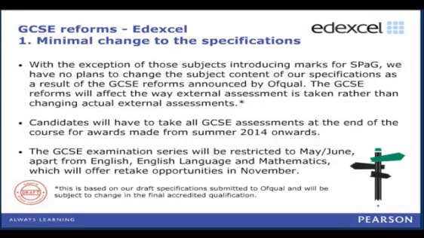Candidates will have to take all the GCSE assessments at the end for awards made from summer 2014 onwards. I've been saying May/June. A lot of it depends on the date of the exam, but that's what we mean, summer 2012. And the only exams you can take for the GCSEs will be in the summer. They'll no longer be offered in the January. I know the slide mentions November, but we never did it in November anyway. So basically for us, it's the loss of the January opportunities.